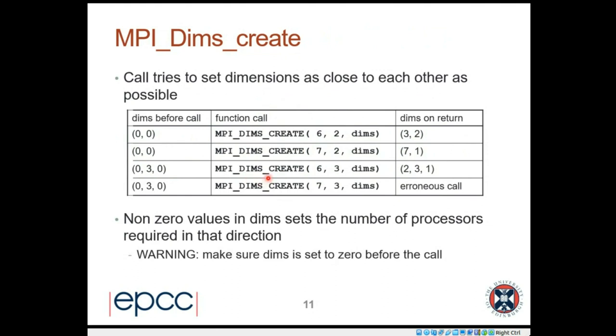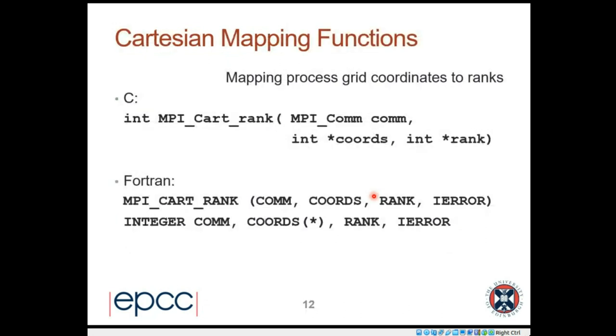Of course, you can give erroneous calls. You can say I've got seven processes, I want a three-dimensional grid, and by the way, the middle dimension has to be 3. That's an erroneous call. So it's important to note that non-zero values in dims set the number of processes required in that direction. So make sure dims is set to 0 before the call. This allows you to compute and arrange your processes in a grid, and you get back a new communicator, which is called a Cartesian communicator.